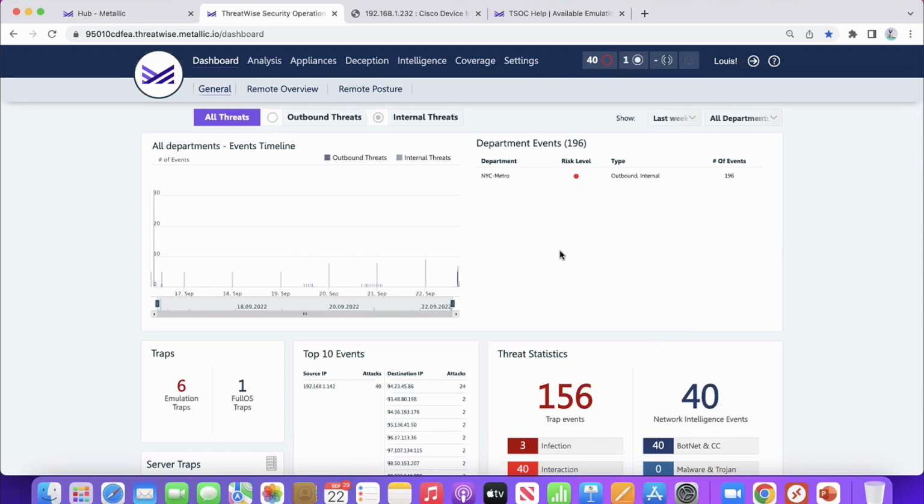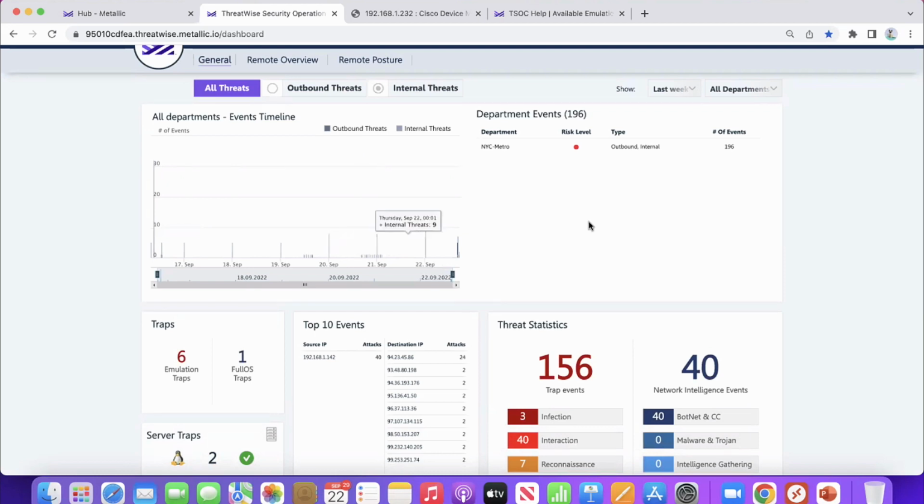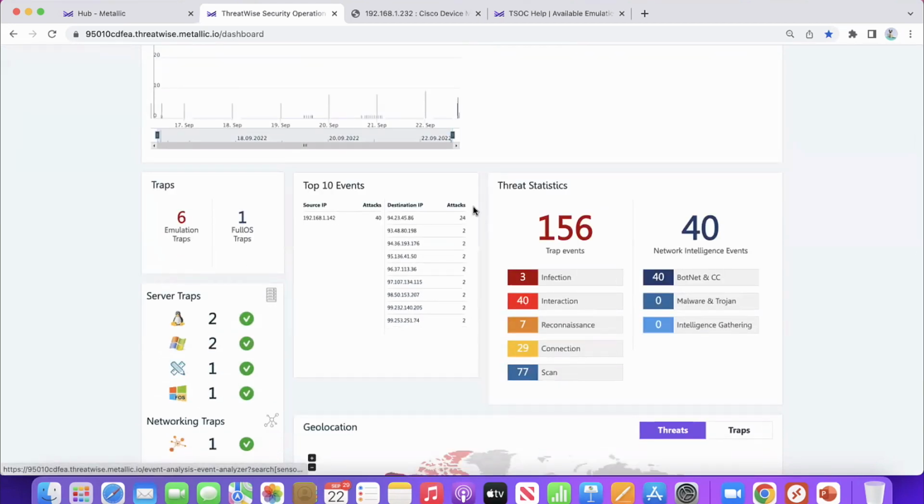Like most dashboards, it will give you, I like to call it risk at a glance. It will show you things that may be useful to you at a glance. It'll show you a timeline of events. It will show you top 10 events from our network intelligence sensor, which I'll talk about. How many traps you have, the trap types.